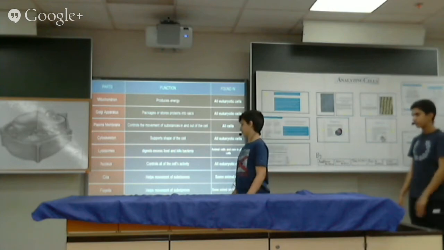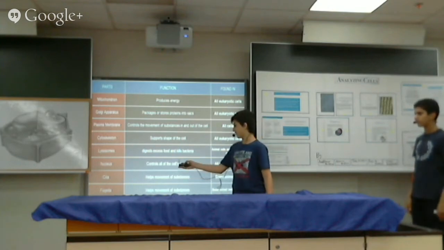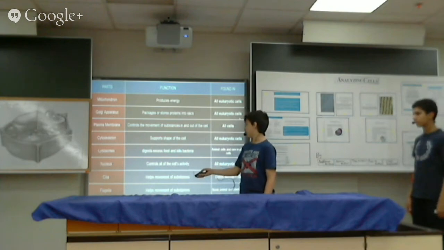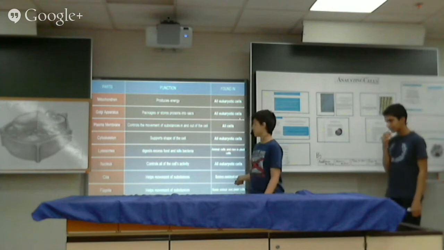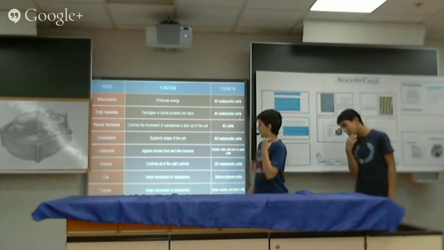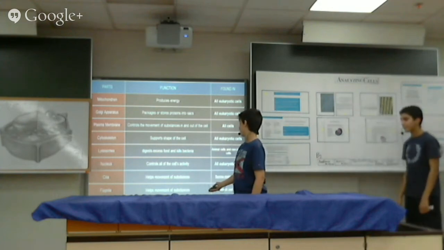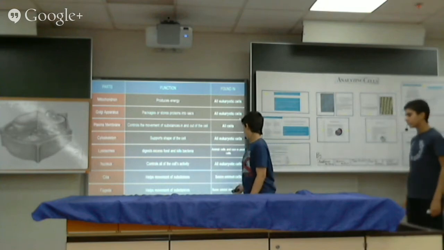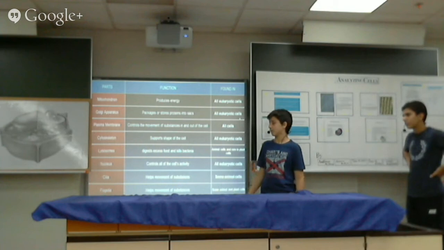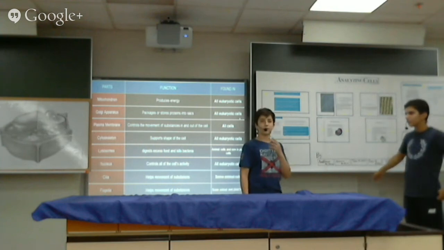Next slide. And we have cilia and flagella. Cilia help the movement of substances inside the cell. They're found in some animal cells. And the flagella help the movement of substances inside the cell, such as the cilia. They're found in some animal cells and plant cells. Next slide. We're done here.